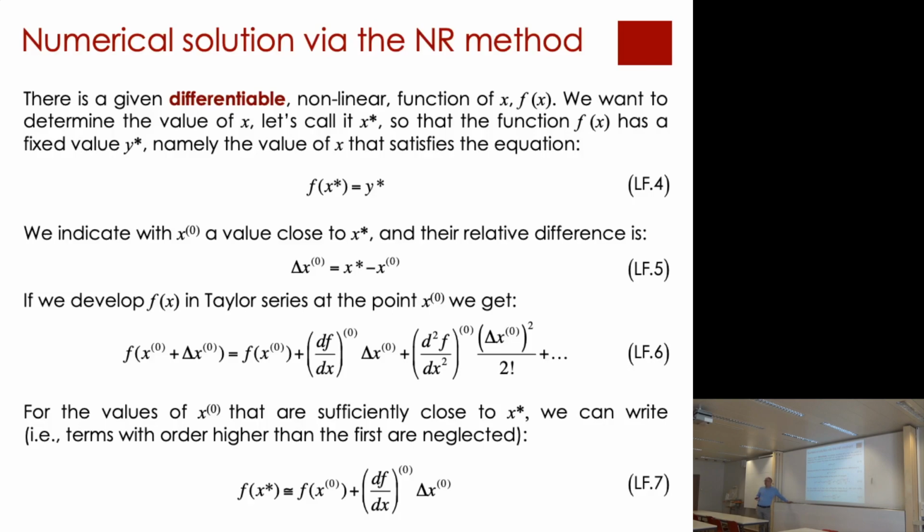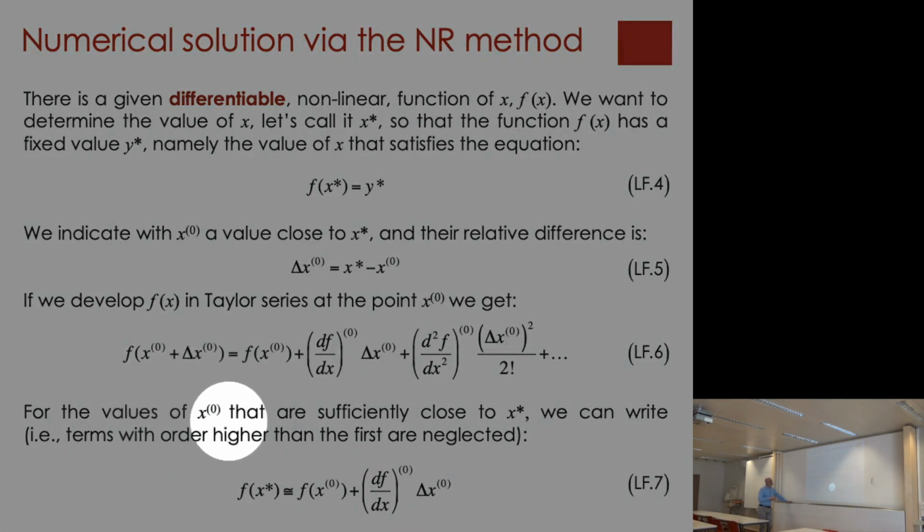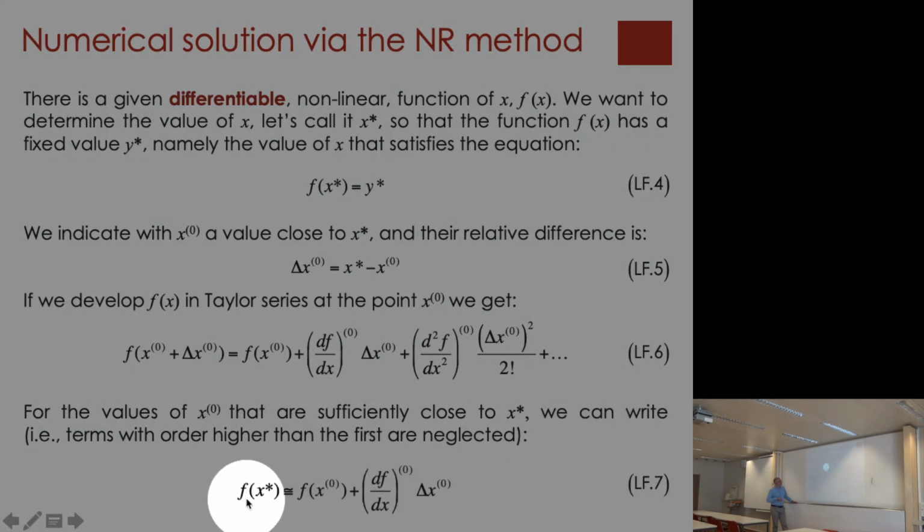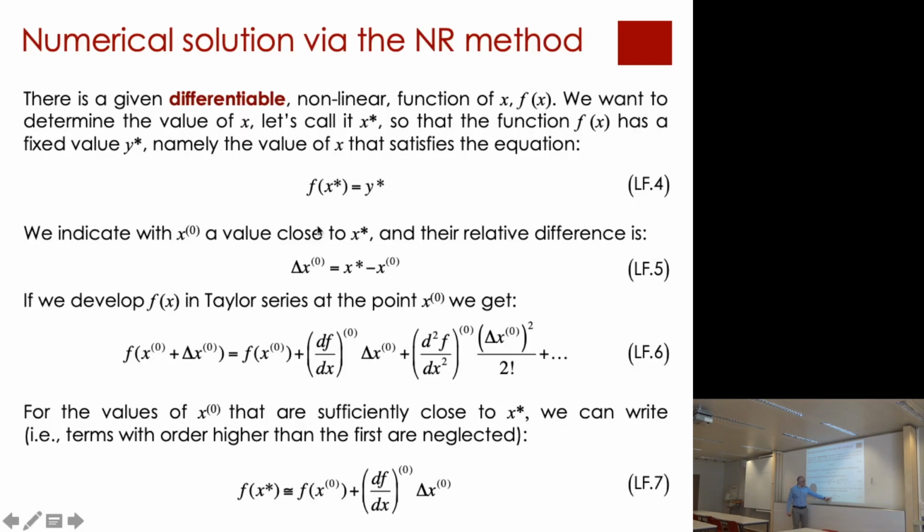Now we make the hypothesis that the value x0 is sufficiently close to x star. This is not necessarily true, but this is our working hypothesis. So if this is true, I can write f of x star, which is essentially f of x0 plus delta x0. If you sum them up, you get f of x star as f of x0 plus only the first term of the Taylor expansion. Of course, it's a circa here.